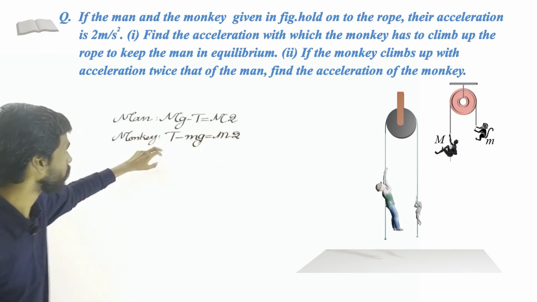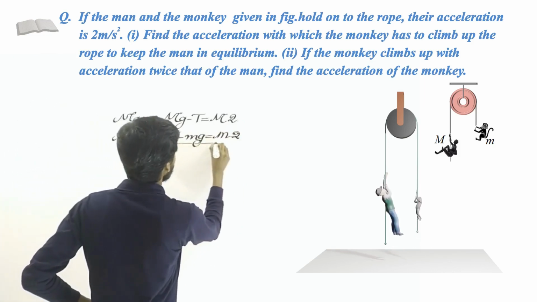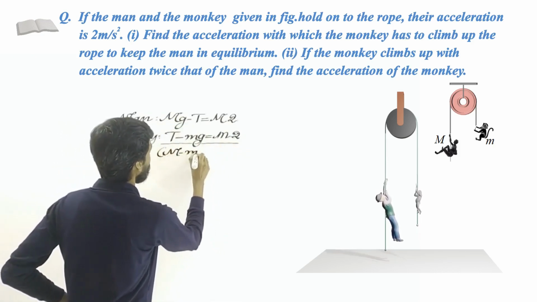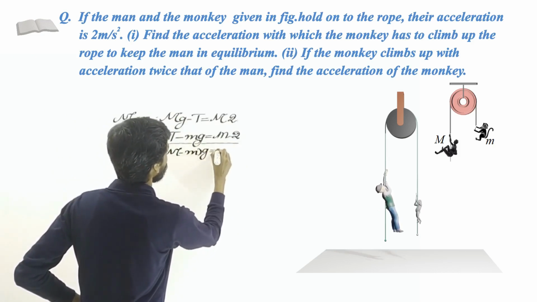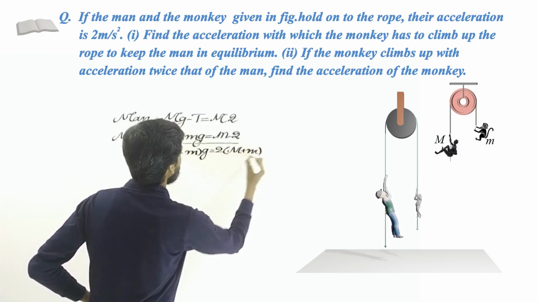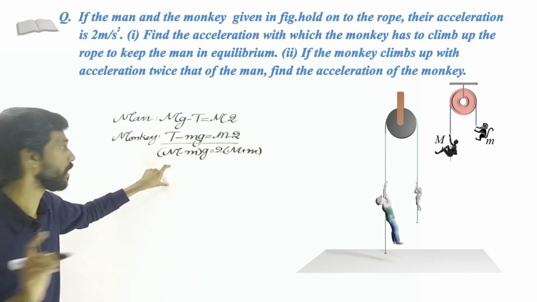Now we don't need the tension, we just need the relation between these two masses, right? So we just have to add these two equations. So what do you get? (M minus m) multiplied by g equals 2 multiplied by (M plus m). Now this gives you some relation between the masses of these two objects, right?